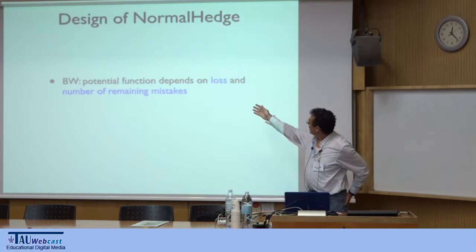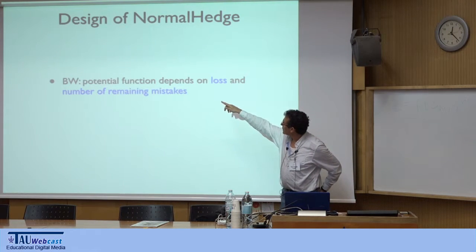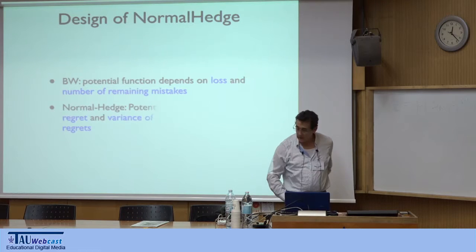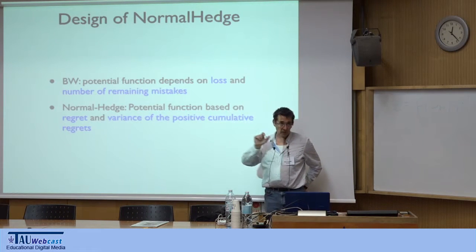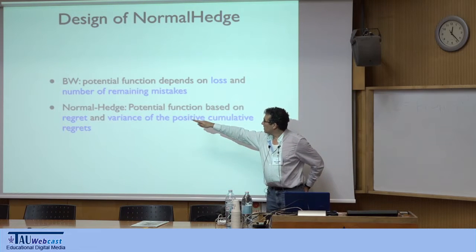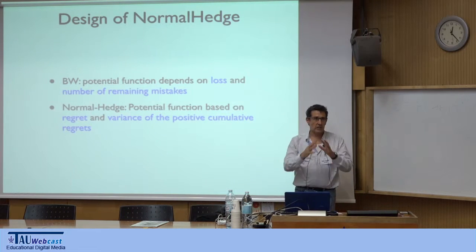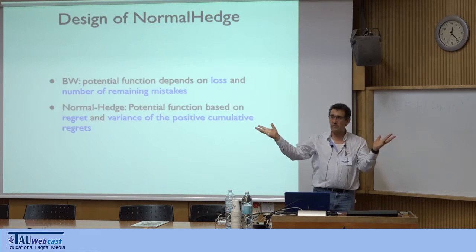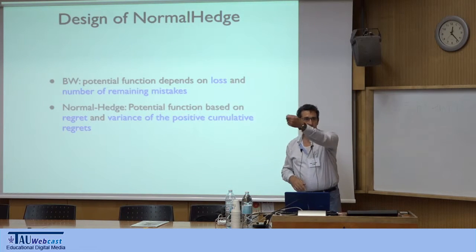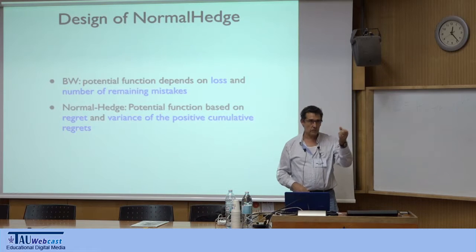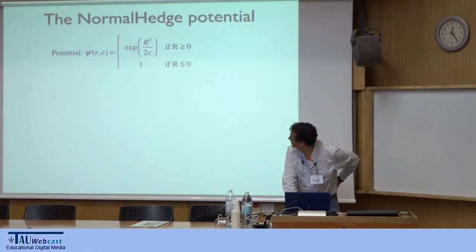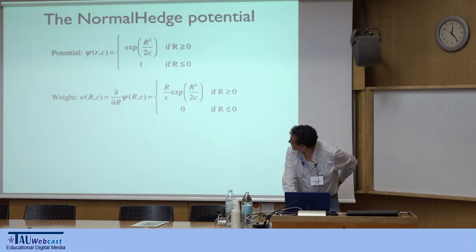Instead of the binomial weights, where the parameters of the potential function were the loss and the number of remaining mistakes, here we have a potential function that is based on the regret. It just looks at the regret and the variance of the positive cumulative regrets. So basically, how wide is the distribution of the cumulative regrets, right? The wider the distribution, the harder it is for us to hold on to the best one or to the best epsilon. Okay, and the potential basically looks like this: R squared over 2c. And this potential gives these weights.